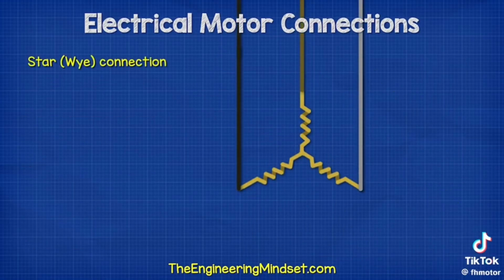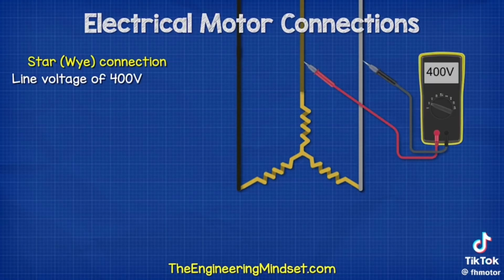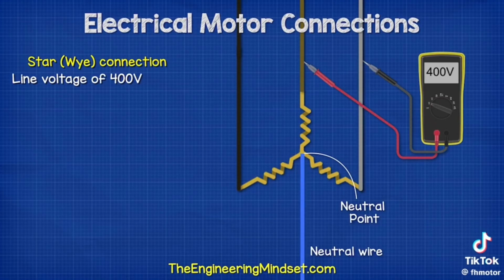Now, if we look at the star or Y configuration, we again have a line-to-line voltage of 400 volts. We see that if we measure between any two phases. But with the star configuration, all our coils are connected together and meet at the star point or neutral point. It's from this point that we can run a neutral wire if needed.